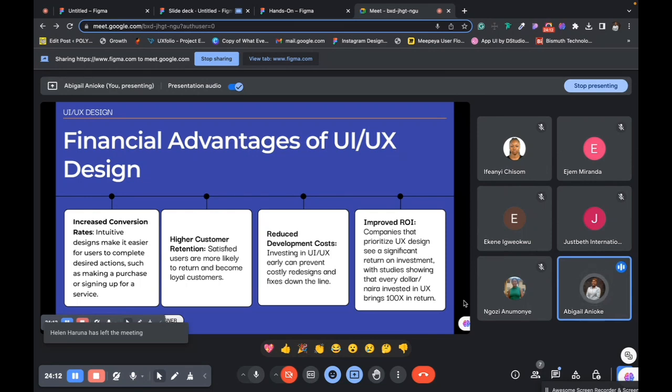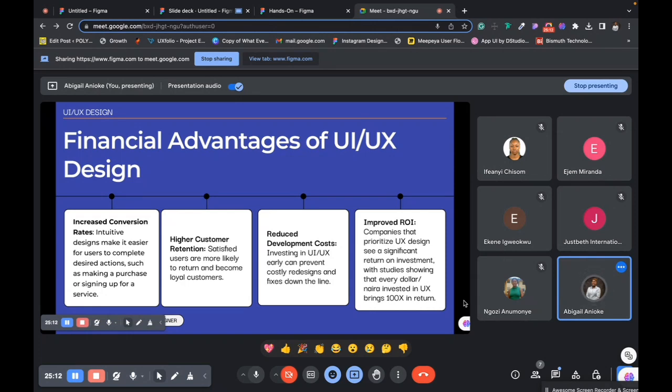So it increases conversion rate. Somebody uses your app for the first time, they would want to come back for it. And who are the people that make people want to come back? They are the UI UX designers. So it increases conversion rate, higher customer retention. You and I are loyal users of WhatsApp. Yes, you and I are one. So with higher customer retention, we are there. It keeps us every day. In fact, most times you just touch your phone to view people's status, not because you have a message or anything to do there.